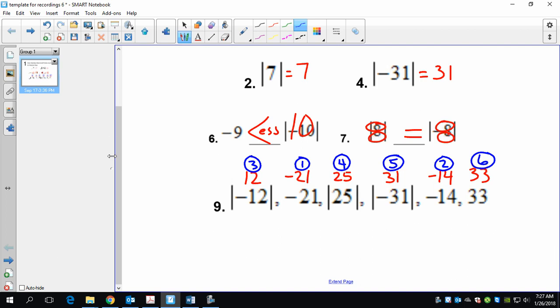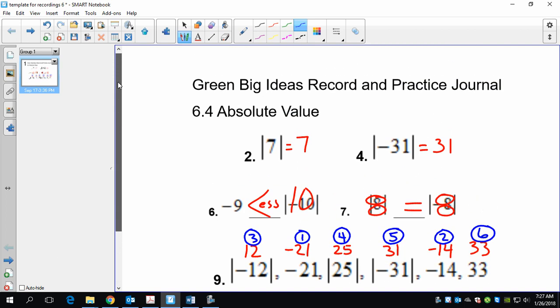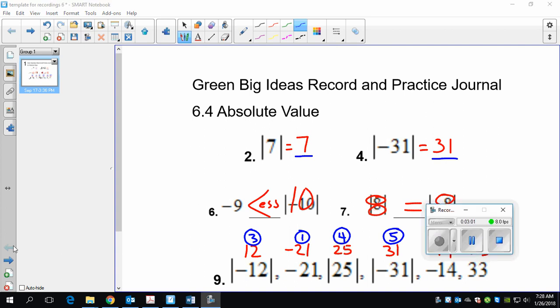Once again, this was absolute value dealing with 6.4. Remember your symbols for absolute value. Absolute value will not be a negative number.